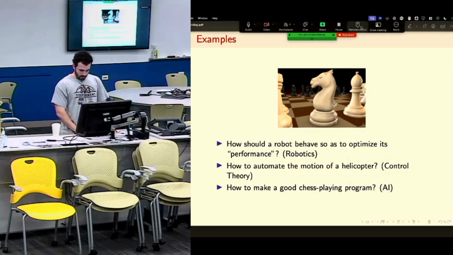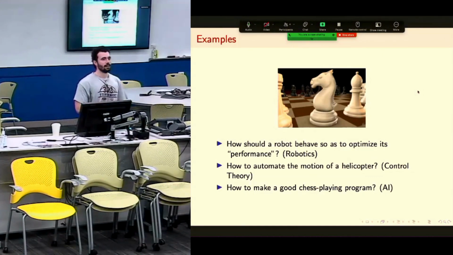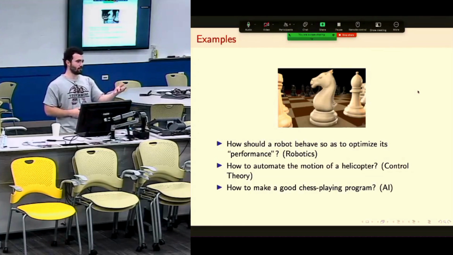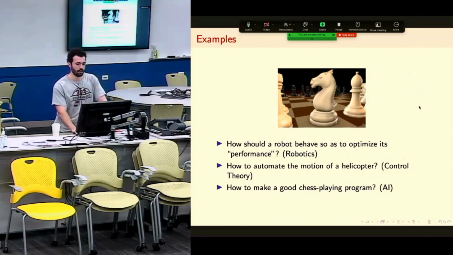All right. And another thing would be, how do you make a good chess playing program? So this also counts as RL because you could hypothetically define a reward function, which is maybe how many pieces do I have versus the other team, or versus the other person. Do I have more pieces than them? That means I'm probably doing better than them, right? That's an example of a reward function you could use to play RL.